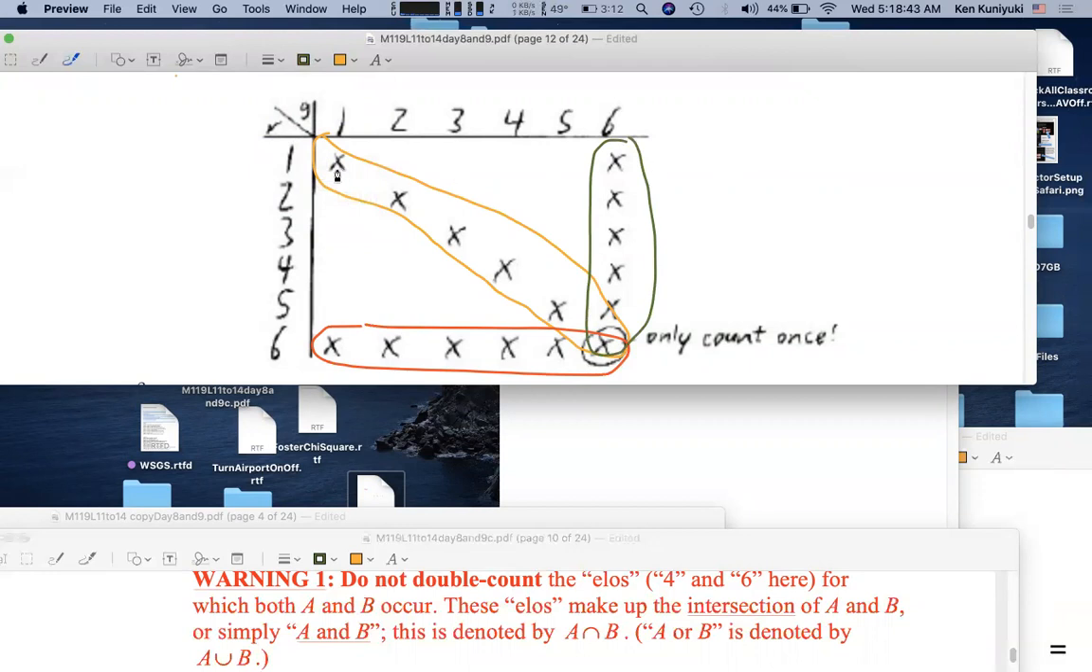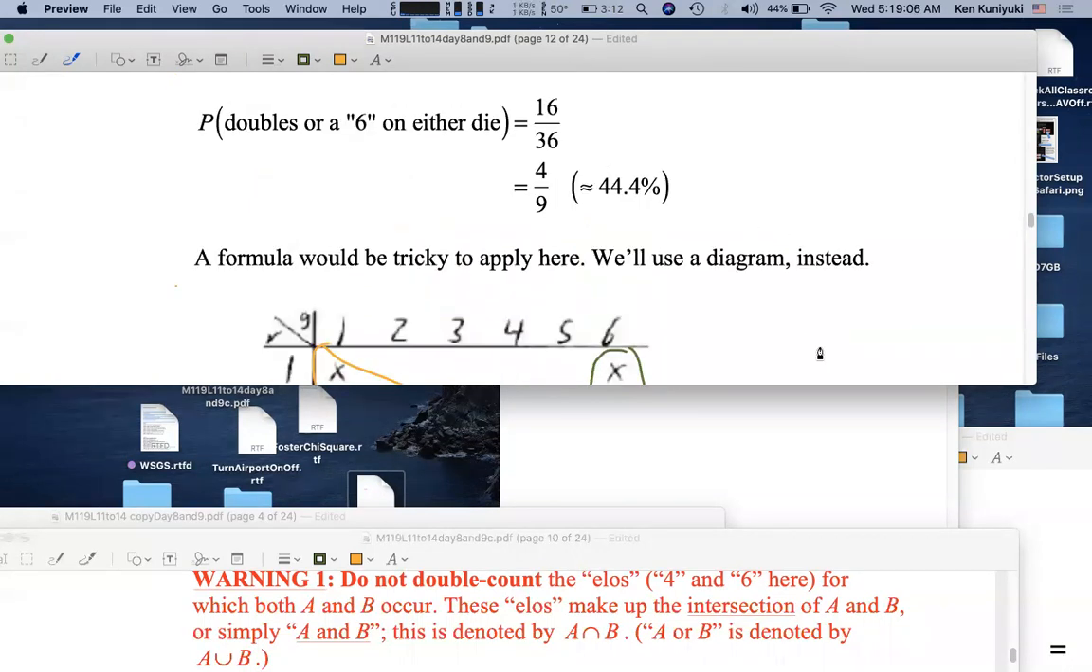Now, if you do it brute force, if you count these X's one by one, well, 1, 2, 3, 4, 5, 6, 7, 8, 9, 10, 11, 12, 13, 14, 15, 16. Notice I'm only counting the boxcars case once. The 6, 6 case is going to cause us some heartache later on. We get 16 over 36, or 4/9.